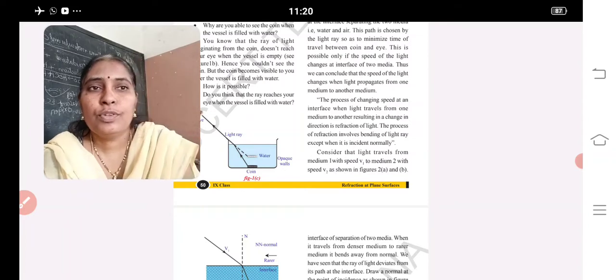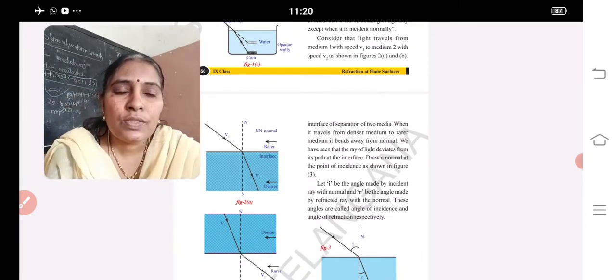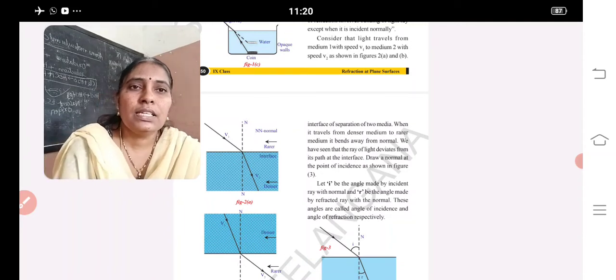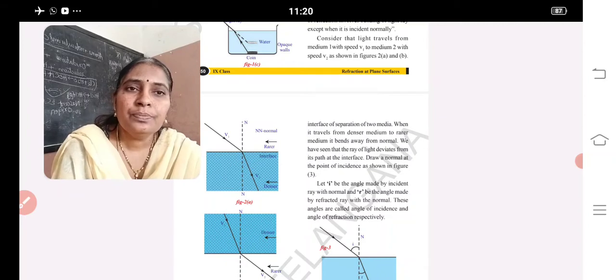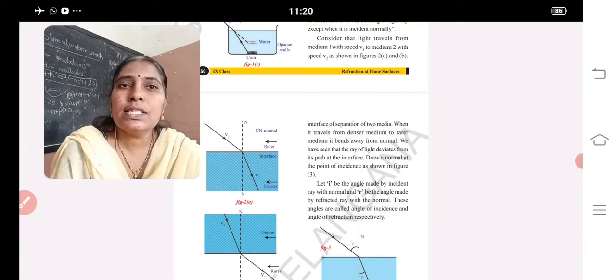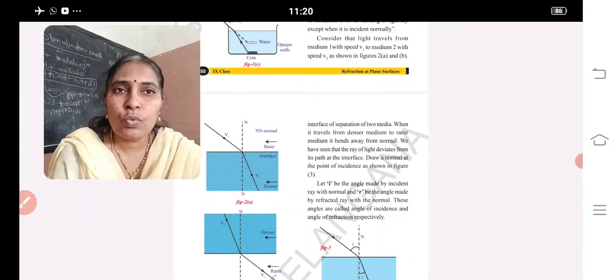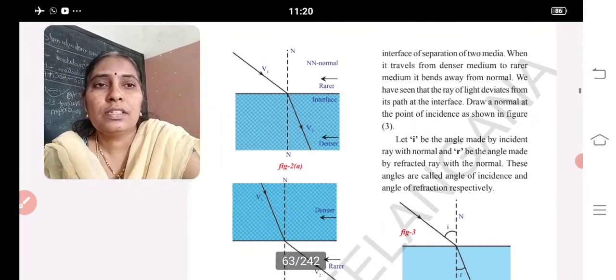And if we draw the normal to that, when a light ray enters from one medium to another medium, from the rarer medium to the denser medium, what are you observing? The light ray is entering from the air medium to the water medium. So it is bending towards the normal. See figure 2a.